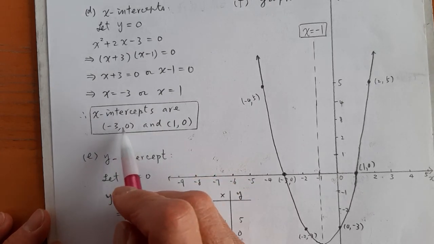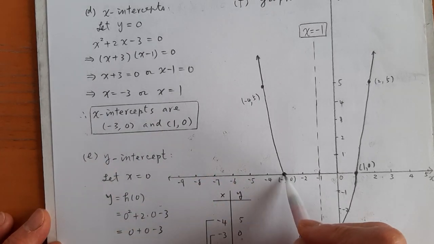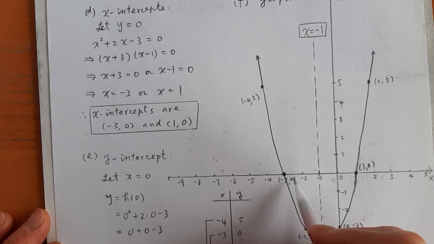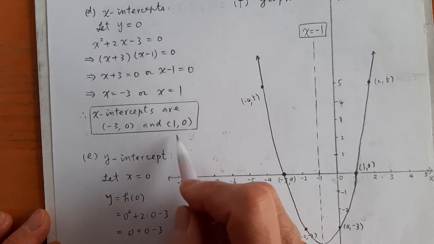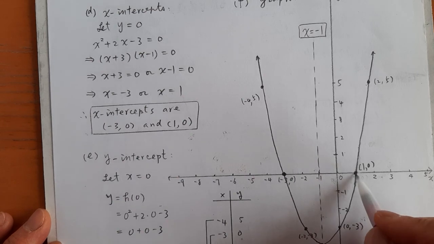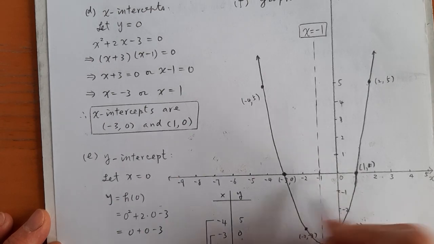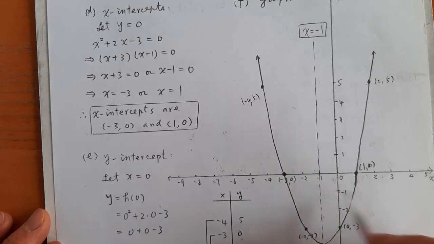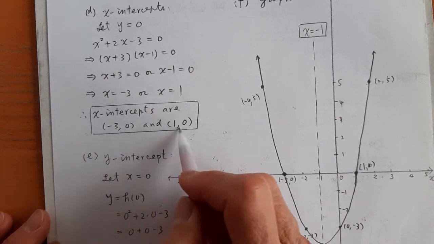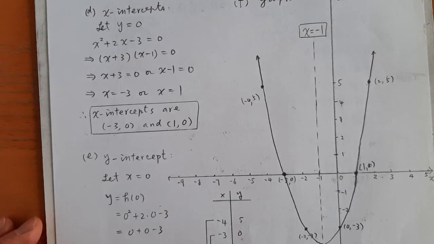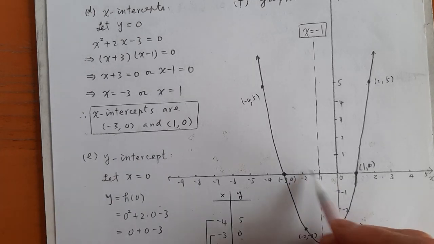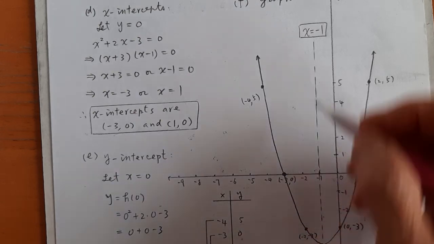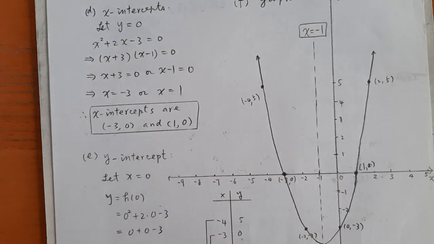Then D, plot the x-intercepts. The x-intercepts are negative 3, 0 and 1, 0, both on the x-axis. So the graph intersects the x-axis at two points, which we call the x-intercepts. You can see it is symmetric: the two points are at equal distance, 2 units each, from this line.